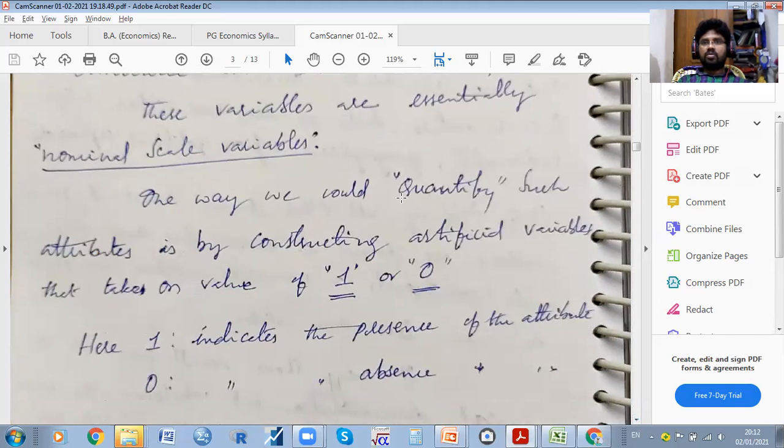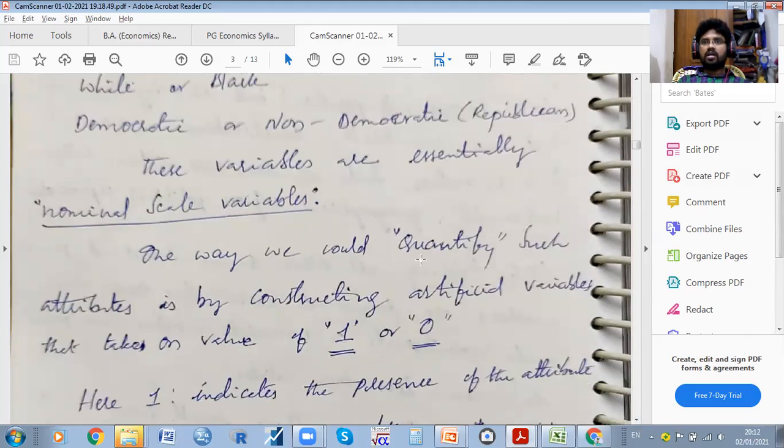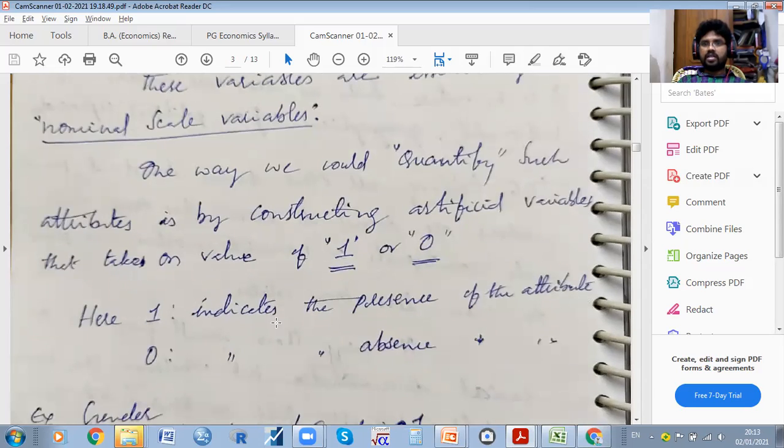One way we could quantify such attributes, for example black and white, is that nominally we can quantify nothing, but we could quantify such attributes by constructing artificial variables that take values of 1 or 0. As I told you, 1 indicates the presence of the attribute or the policy, and 0 indicates the absence of the policy.